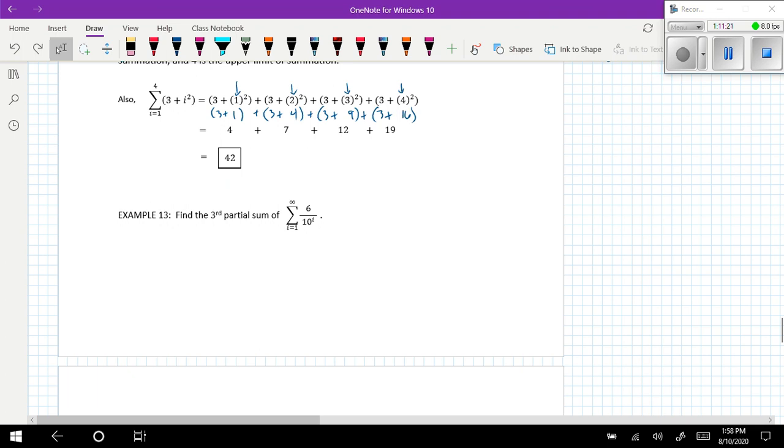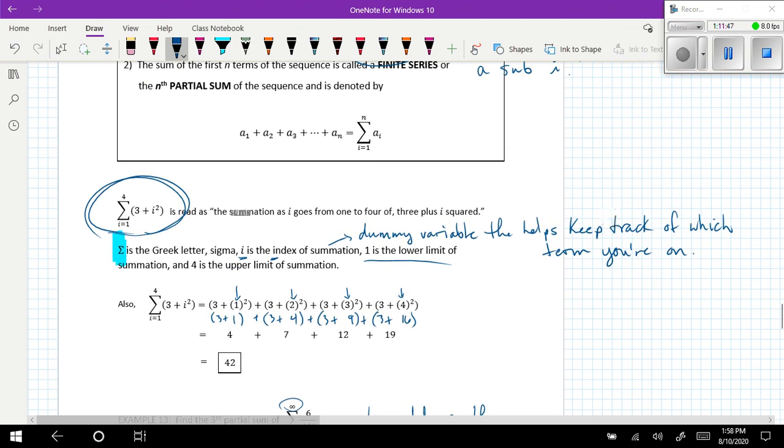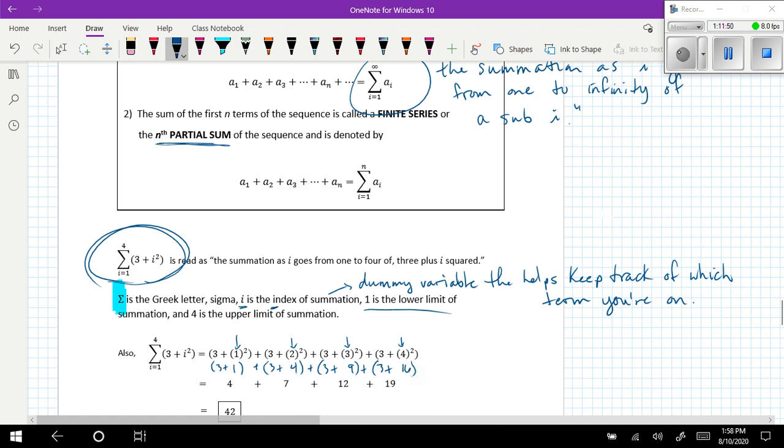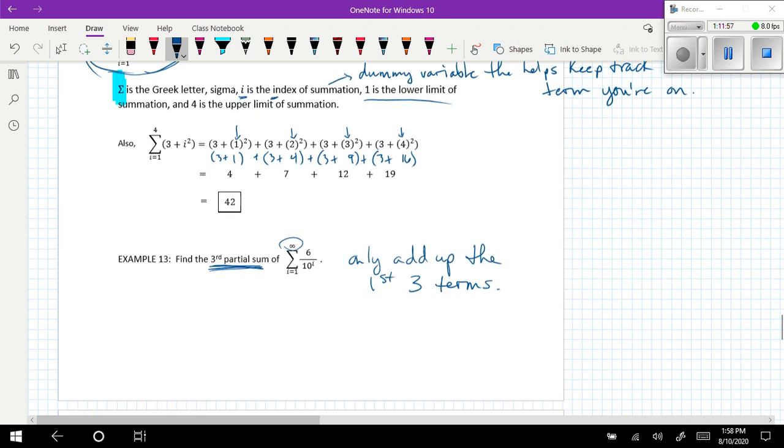I know you're probably thinking, what? How am I going to find that? The third partial sum just says that, yes, we know this goes to infinity, but only add up the first 3 terms because it is the third partial sum. Up here it said the nth partial sum. The nth partial sum means you have n terms. So in this case, you'd stop right here at the third term. Okay? So let's do this.